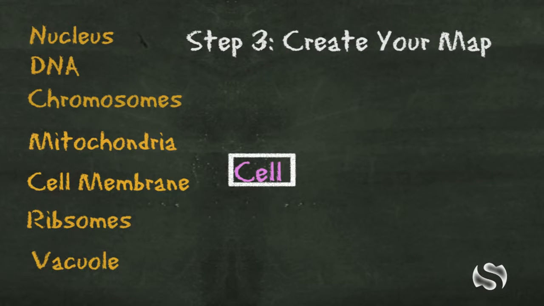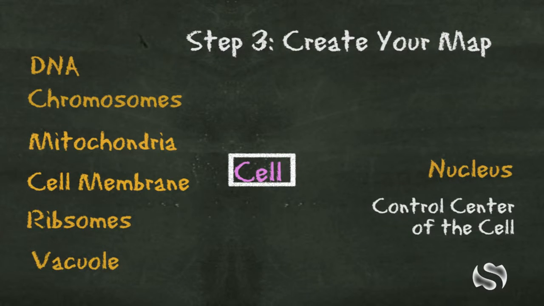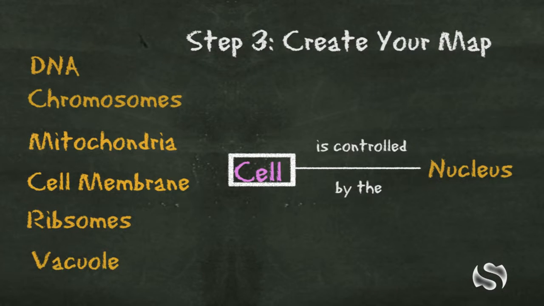So for example, we'll start with the nucleus. So this is the control center of the cell. So if we connected it to the cell in a concept map, we might say that the cell is controlled by the nucleus. And the nucleus would go in a circle because that's a key idea.